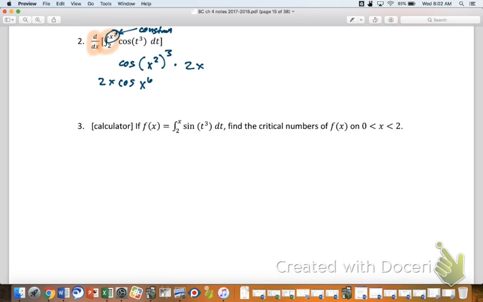All right, number 3, a little more challenging. Definitely calculator active. It says if f of x equals that function, find the critical numbers of f of x on the interval from 0 to 2. So this traces back, kind of connecting back a little bit to chapter 3 in preparation for what we're going to do next. So if you would, please take a look at this, see if you can figure out the critical numbers, calculator being active, of f of x on 0 to 2.